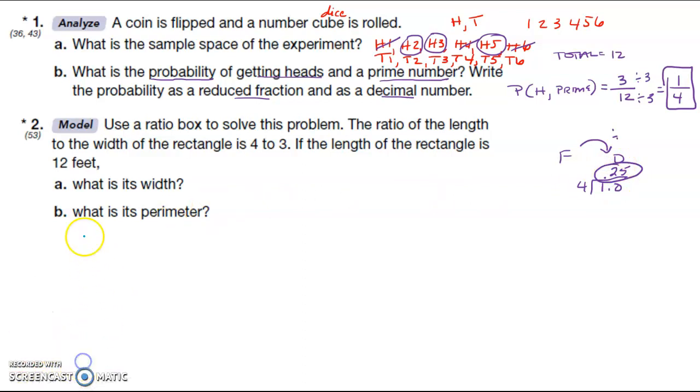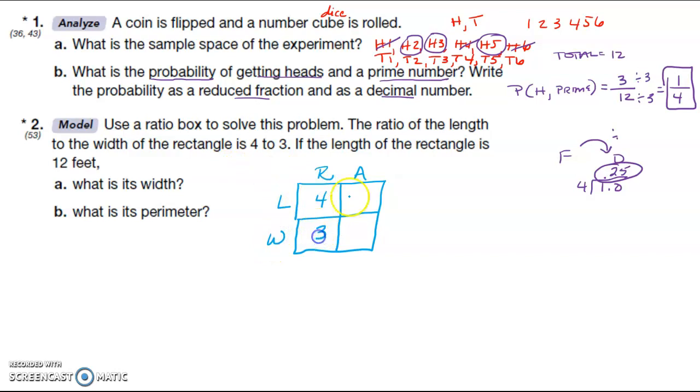All right. Number 2, use a ratio box to solve this problem. So this is going to be our Dora the Explorer method. We have ratio box, proportion, cross multiply. Since it told me to draw a ratio box, here's my ratio box. Ratio, actual. The ratio of the length to width is 4 to 3. If the length of the rectangle is 12, what is the width? So we're going to answer A first, and then we'll get back to the perimeter, okay?